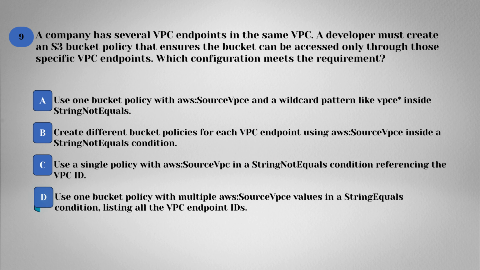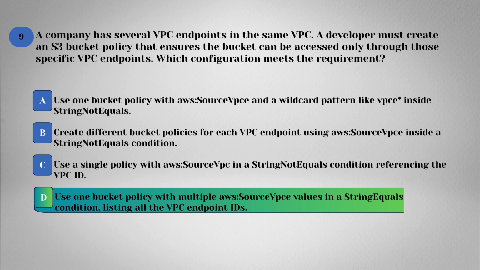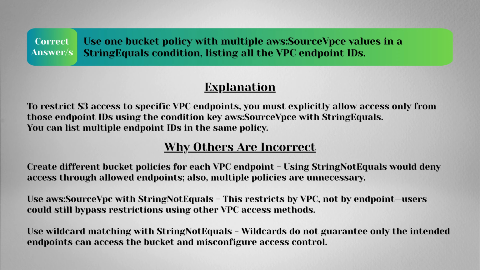Correct answer: use one bucket policy with multiple aws:SourceVpce values in a StringEquals condition, listing all the VPC endpoint IDs. Explanation: to restrict S3 access to specific VPC endpoints, you must explicitly allow access only from those endpoint IDs using the condition key aws:SourceVpce with StringEquals. You can list multiple endpoint IDs in the same policy.